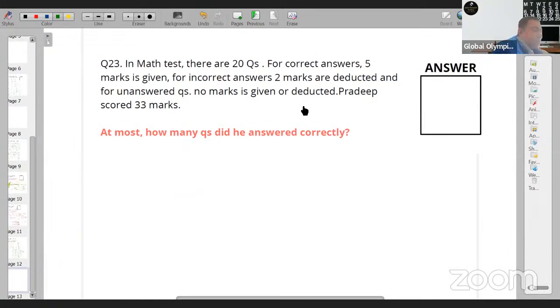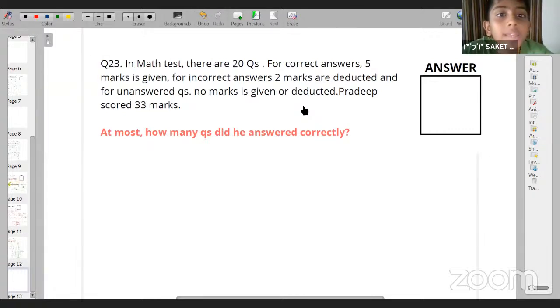Okay. Now let's look at this. In a math test, there are 20 questions. For correct answers, 5 marks are given. For incorrect answers, 2 marks are deducted. And for an unanswered question, no marks are given or deducted. Pradeep scored 33 marks. At most, how many questions did he answer correctly?